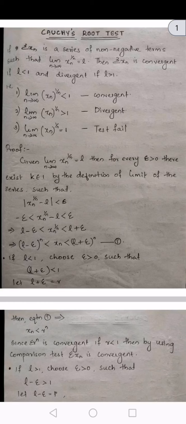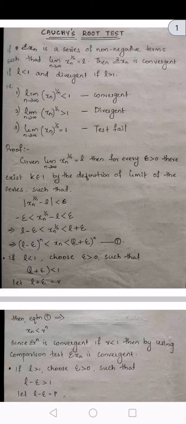When we remove the mod, minus epsilon is less than xn raised to 1 by n minus L, which is less than epsilon. That is, L minus epsilon is less than xn raised to 1 by n, which is less than L plus epsilon. So (L minus epsilon) whole raised to n is less than xn, which is less than (L plus epsilon) whole raised to n. We can take this as equation 1. Now we consider the two cases of L.